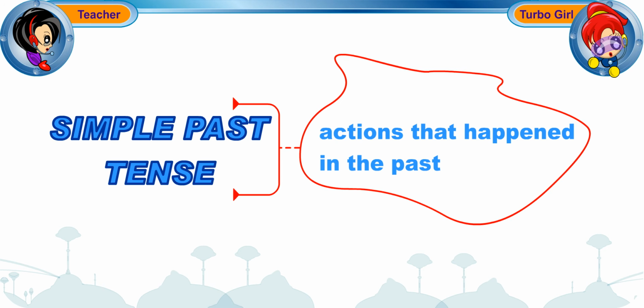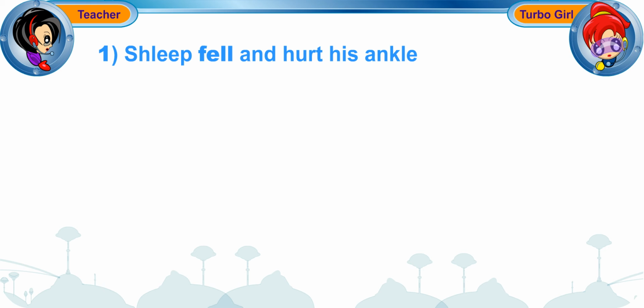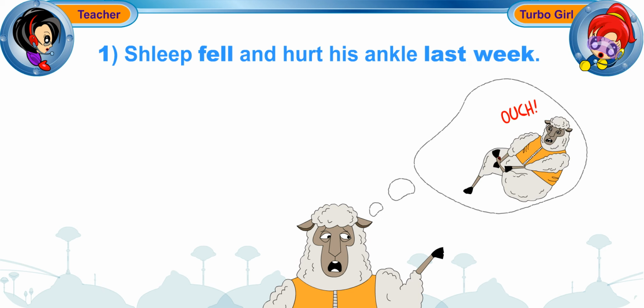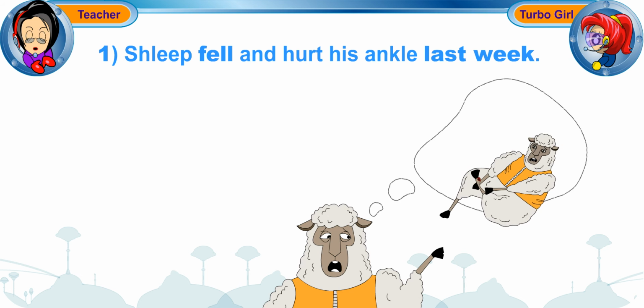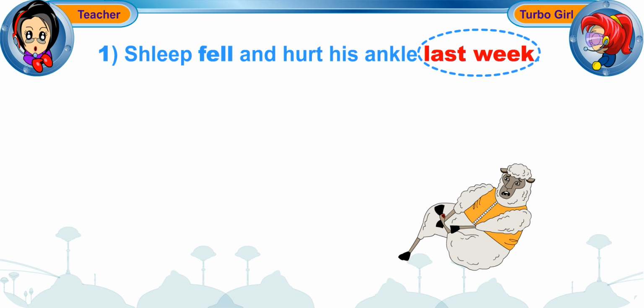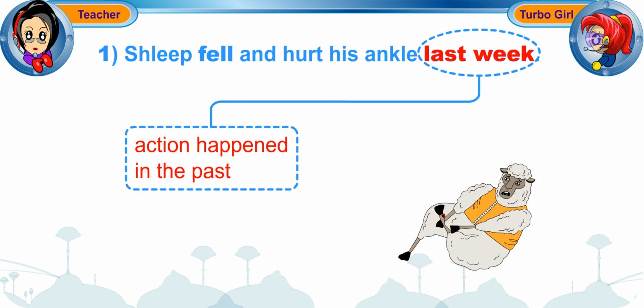Okay. Sentence 1. Sleep fell and hurt his ankle last week. The words last week tell us that the action happened in the past. So we use the simple past, fell, and not fall.